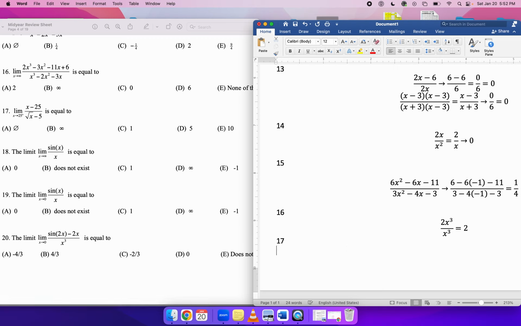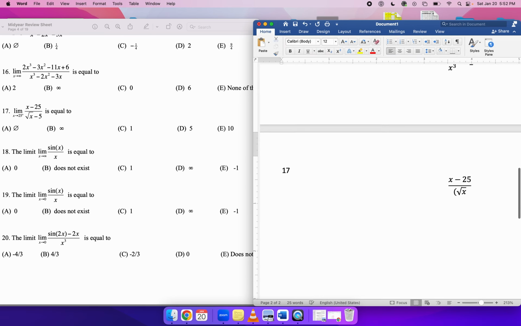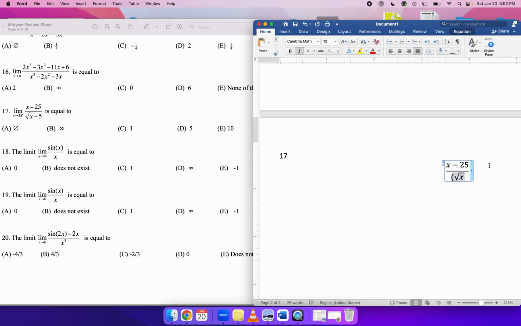Number 17, if you plug in 25, you get 0 over 0, which again means you can either simplify or you can use L'Hopital's rule. If you wanted to simplify, you would multiply top and bottom by the conjugate of the root expression, so the conjugate of the denominator in this case, although it's not always the denominator. So multiply top and bottom by root x plus 5.